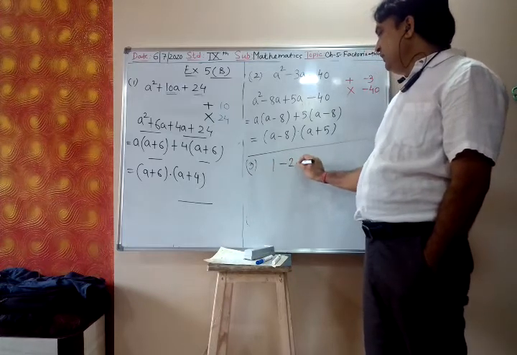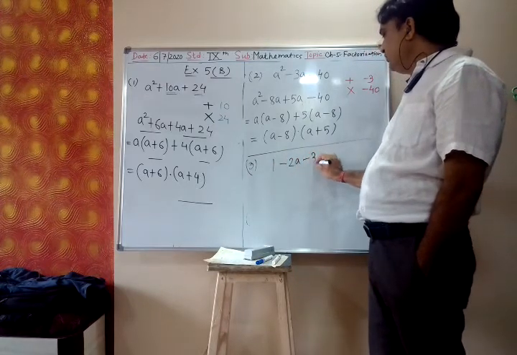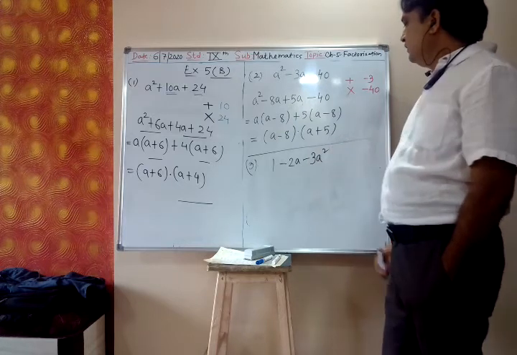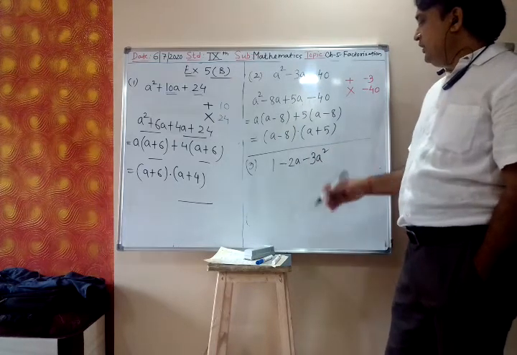1 minus 2a minus 3a square. Again it is a quadratic.